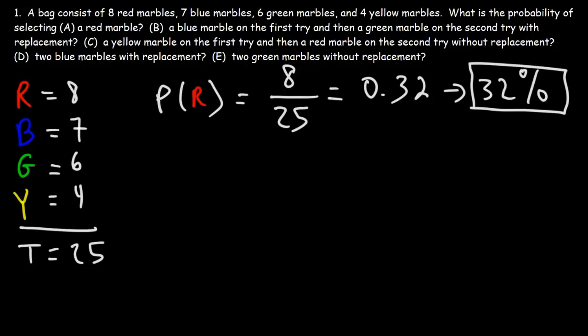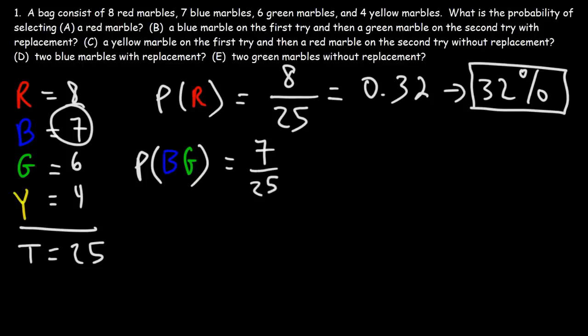Now, what about part B? What is the probability of selecting a blue marble on the first try and then a green marble on the second try with replacement? So what is the probability of getting B and then getting G? So let's do this one at a time. The probability of getting a blue marble is going to be the number of blue marbles, which is 7, divided by the total number of marbles, which is 25.